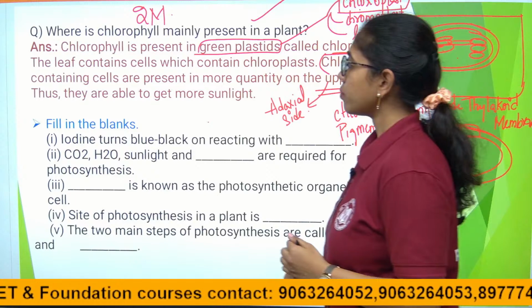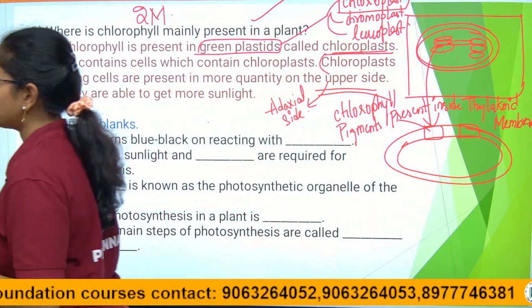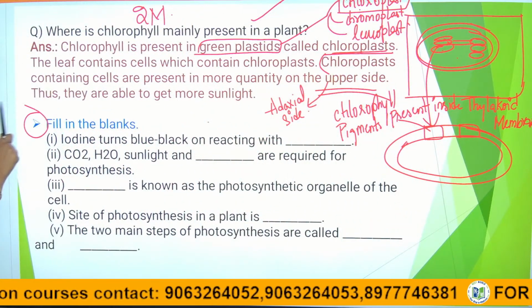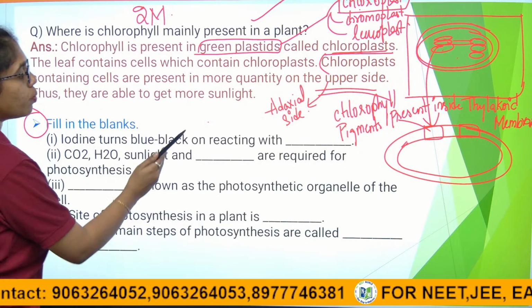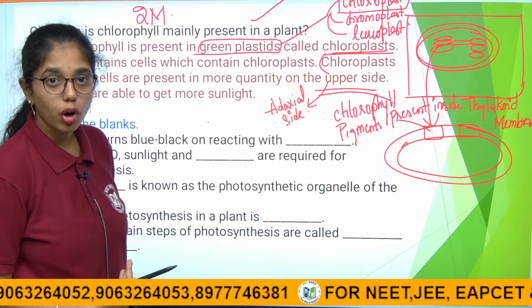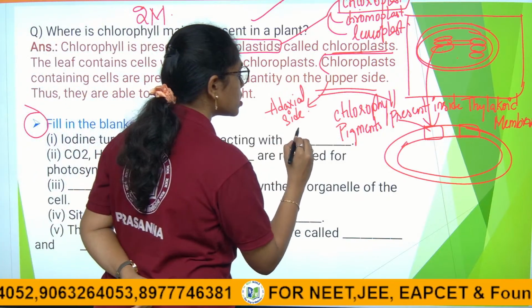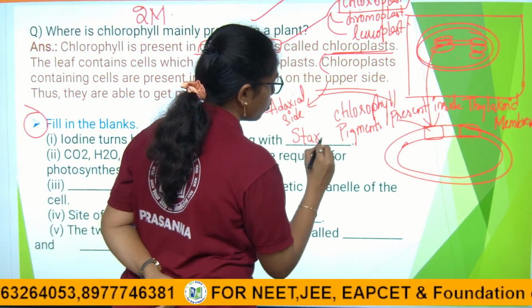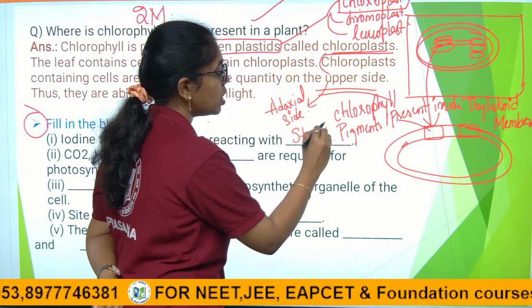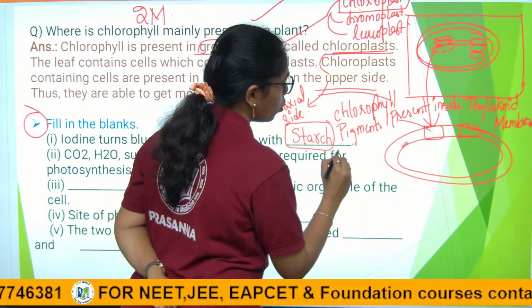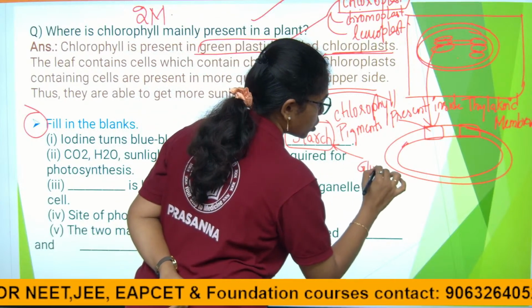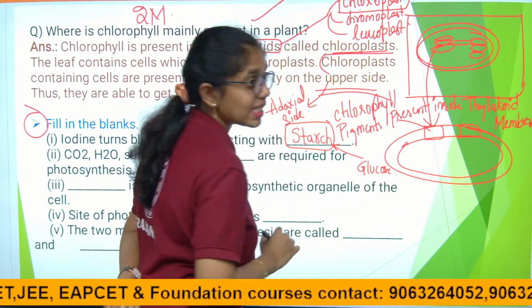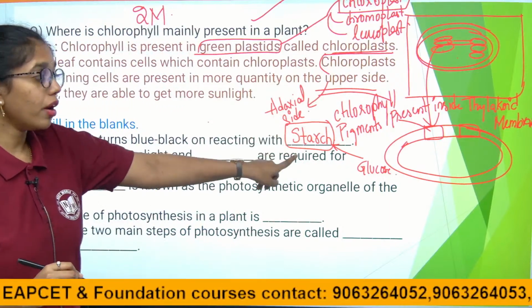Okay. And then when it comes to fill in the blanks type of questions, here, if you see, iodine turns blue black on reacting with what? On reacting with starch. Iodine turns blue black on reacting with starch. Starch is what? Glucose is stored inside the chloroplast in the form of starch.